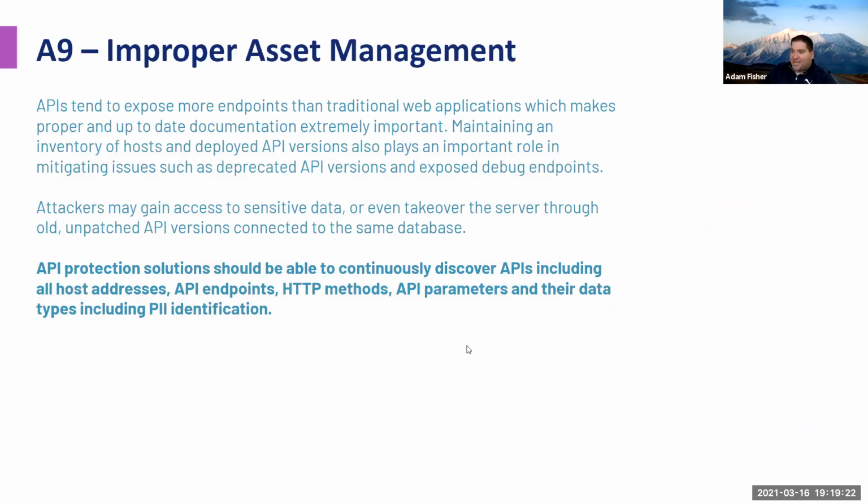Okay, so improper asset management. The last two here, A9, improper asset management, and A10, insufficient logging and monitoring, I would say are the two biggest issues right now in API security. Outside of the threats, it's the fact that most businesses don't even have an idea of how many APIs they have. And so I'm going to pause here.